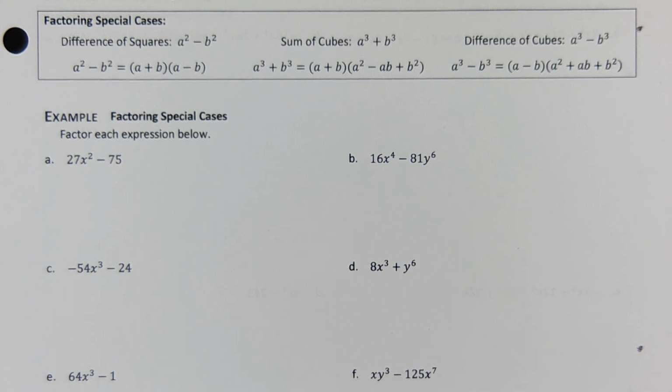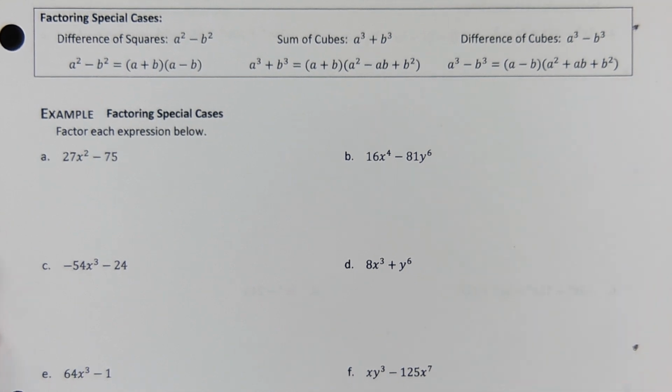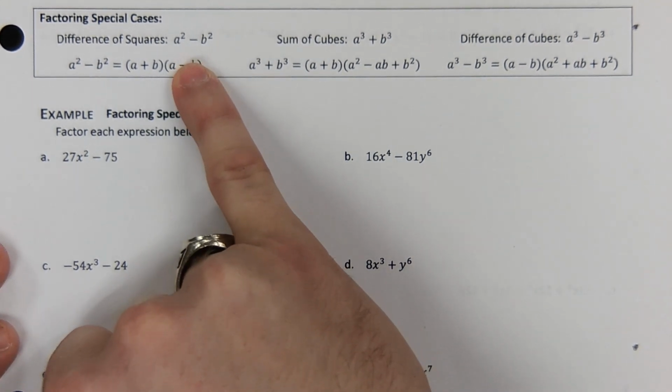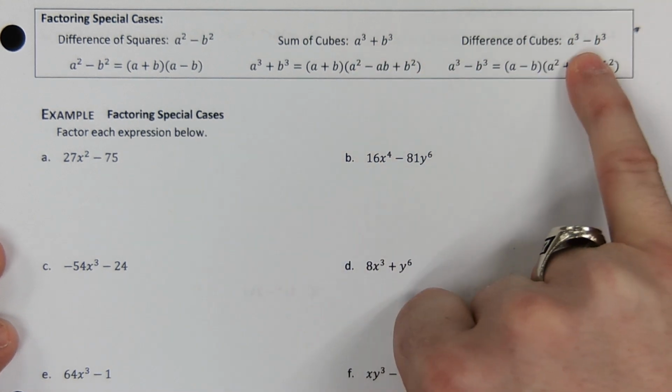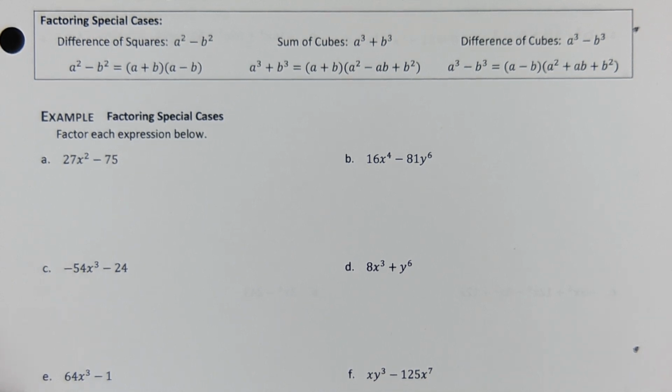Could someone please tell me what is conspicuously missing from this box? I have A squared minus B squared, A cubed plus B cubed, A cubed minus B cubed. What should be standing out to you as missing, Daniel? A squared plus B squared. There is no A squared plus B squared for a reason. A squared plus B squared does not ever factor.